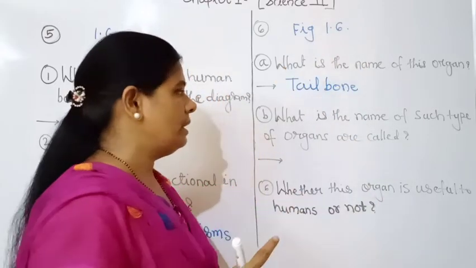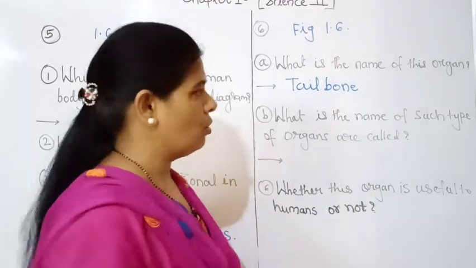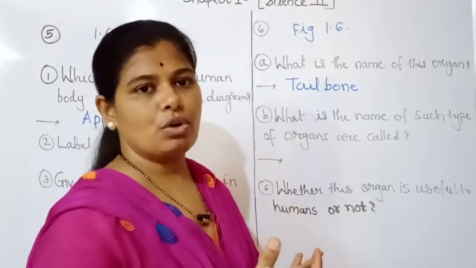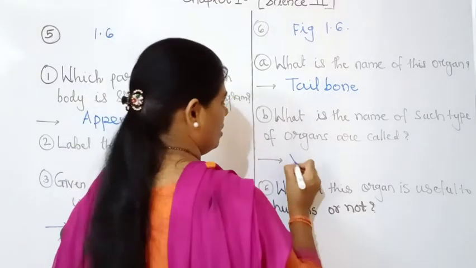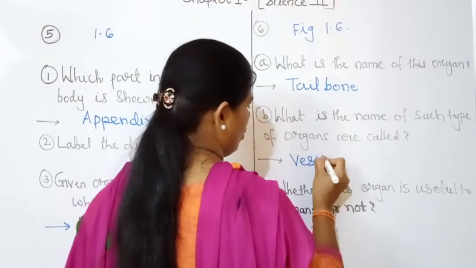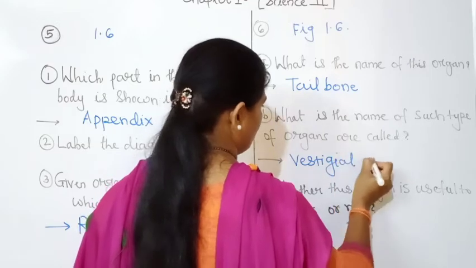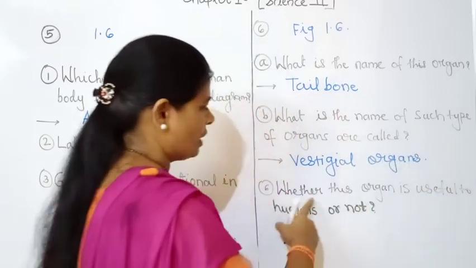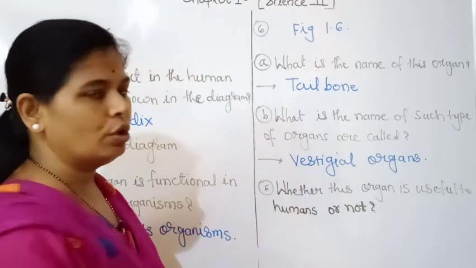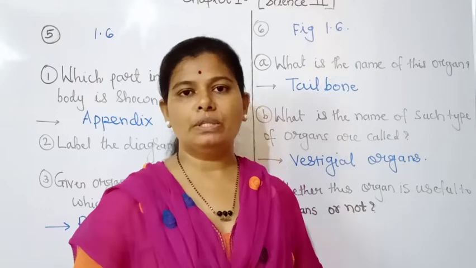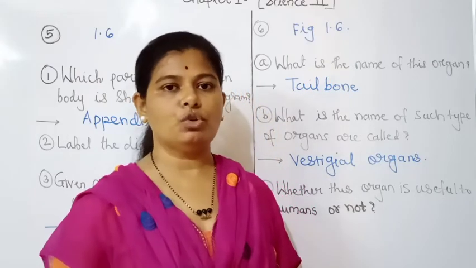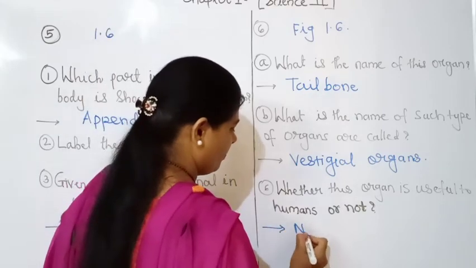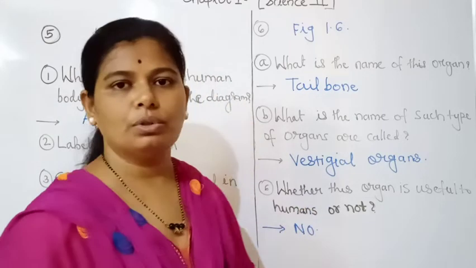Okay. Now what are such types of organs called? Tailbone or the appendix, what is the name of these organs? Those organs are called vestigial organs. Next you have to say whether this organ is useful to human beings or not. All of you know about this. Tailbone is a vestigial organ for human beings. It is not at all useful. So we will say no, it is not useful to human beings.